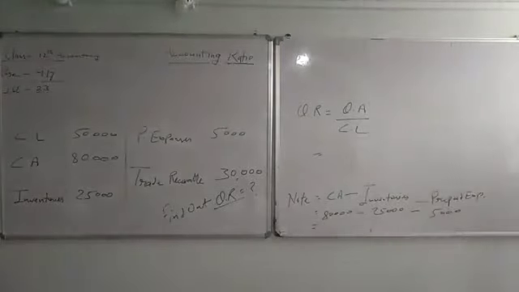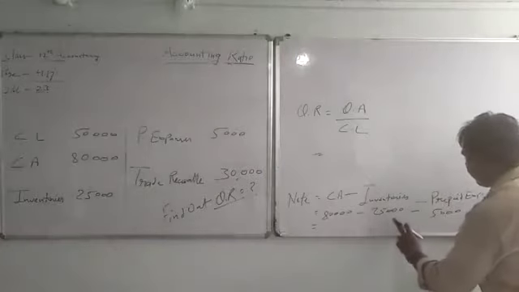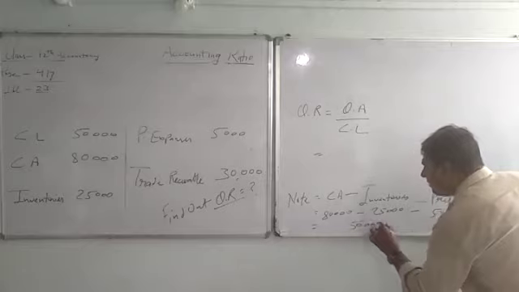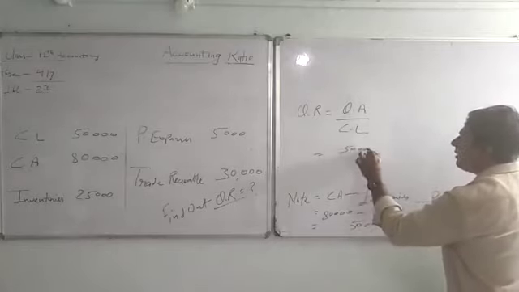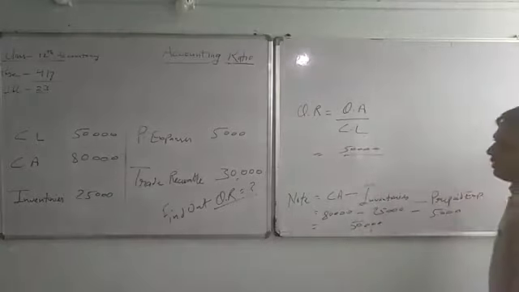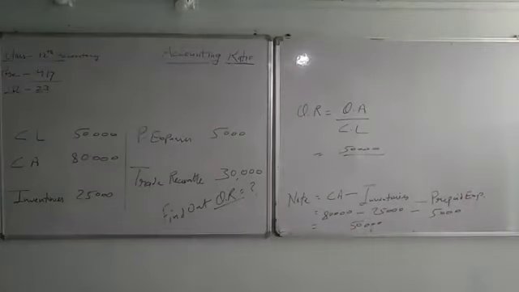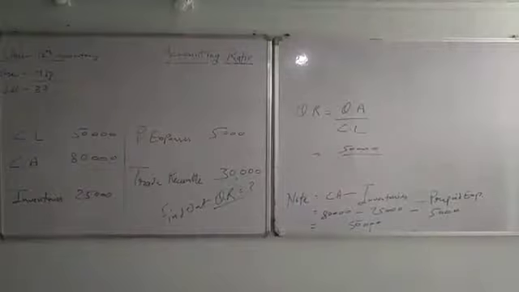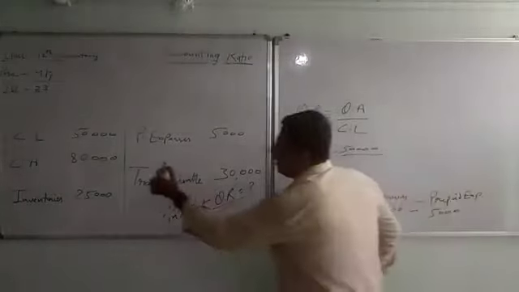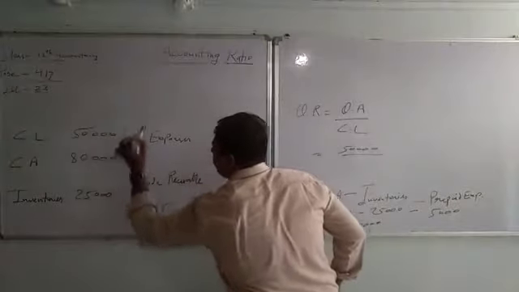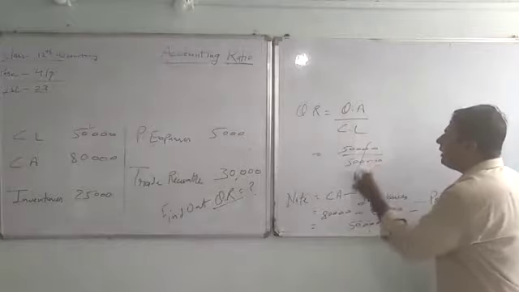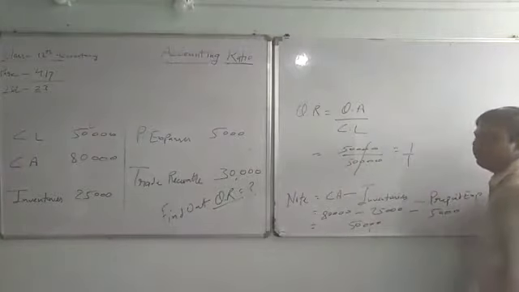So here the answer will be 80,000 minus 25 minus 5,000 is equal to 50,000. So our quick asset is 50,000. And now current liability, already given to us, which is 50,000. That means quick ratio is 1:1.